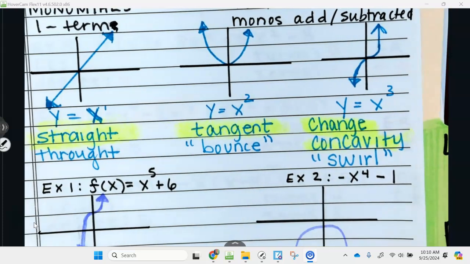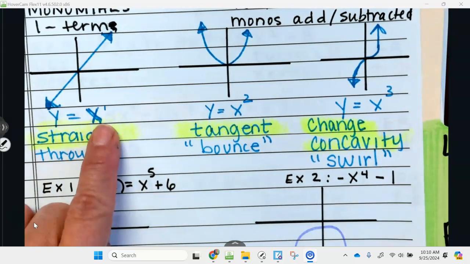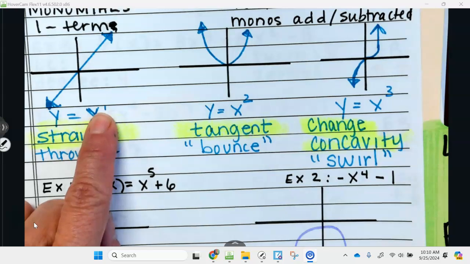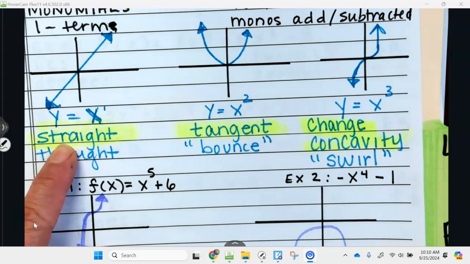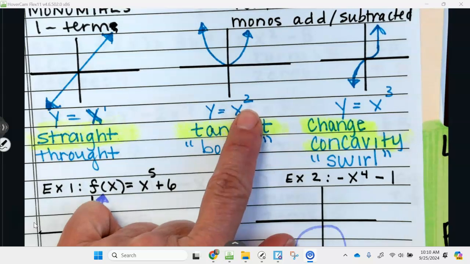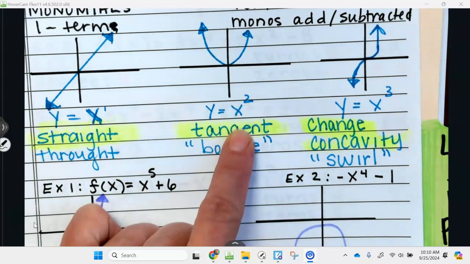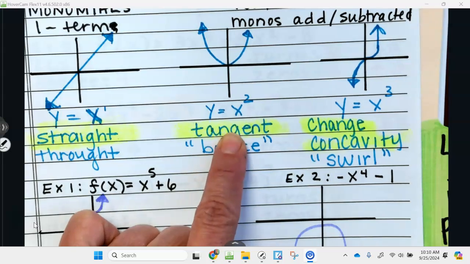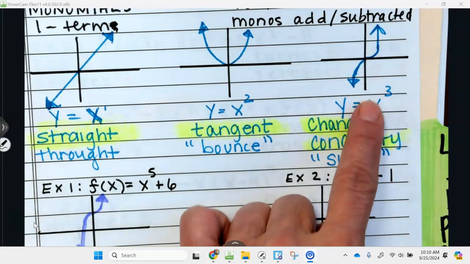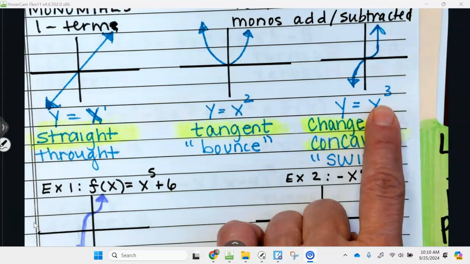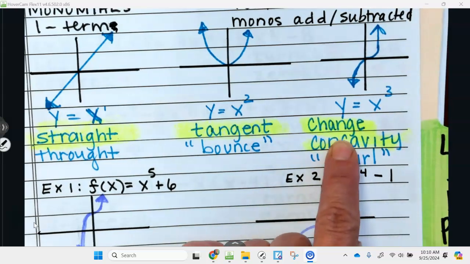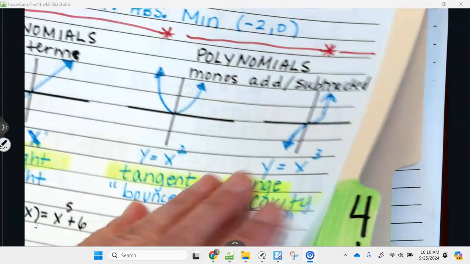And it's so easy to tell what they do. If the x-intercept has an exponent of 1, it's boring straight through. If the x-intercept has a repeat of any even number, it's going to bounce. It's going to be tangent. If any x-intercept has any odd, it's going to be swirling, and it's going to be a change of concavity. All right, here we go.